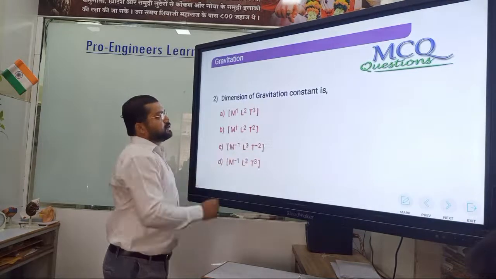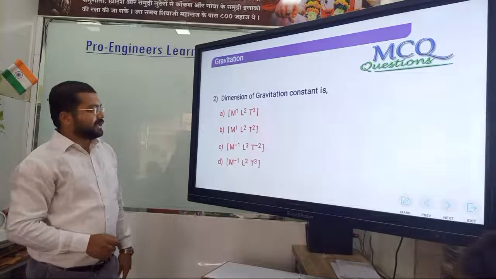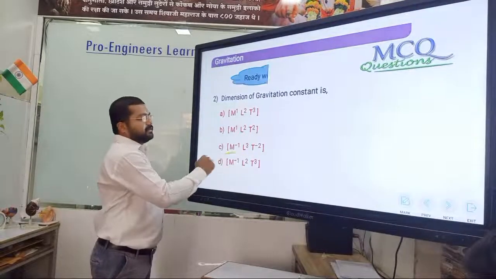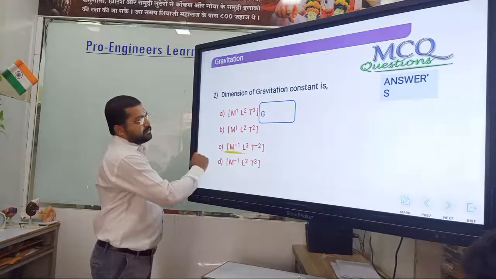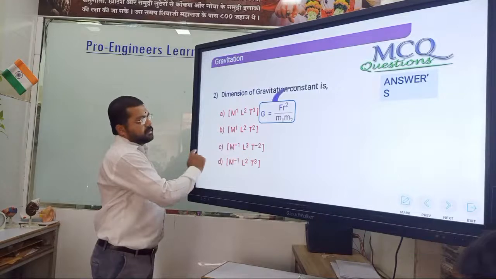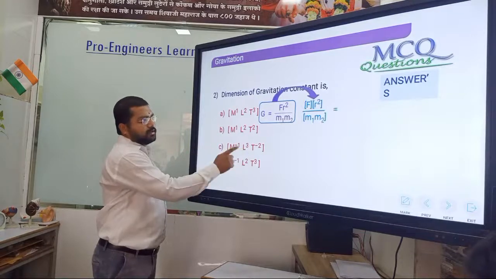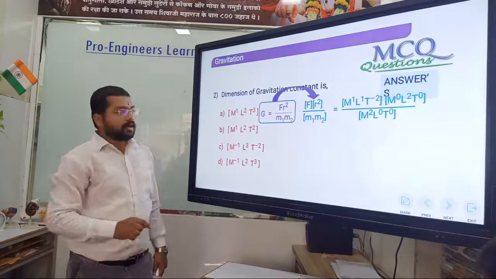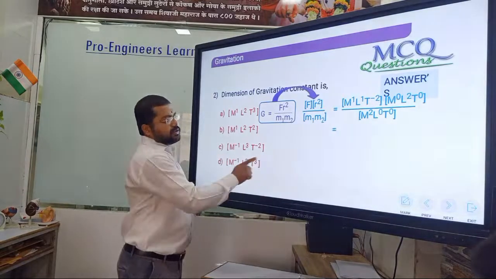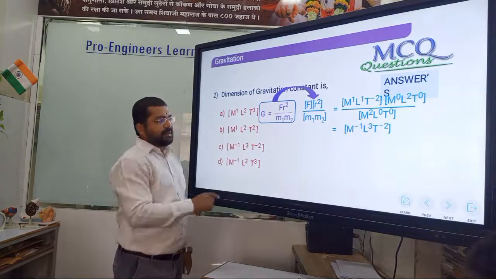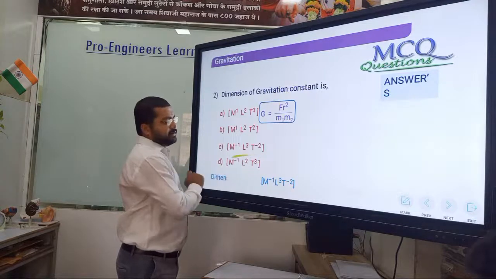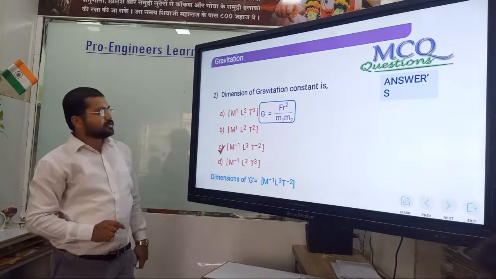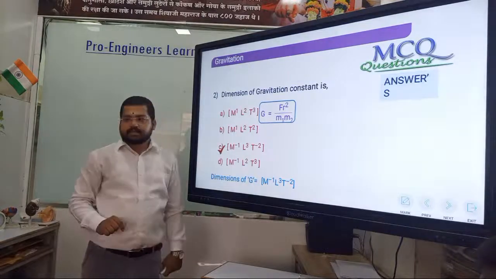Next, the dimension of gravitation constant. Just now we have derived that too, so we'll recall it again. This is the step which we have done earlier. Finally the dimension is M raised to minus 1, L cubed, and T raised to minus 2. So option C is the correct option.